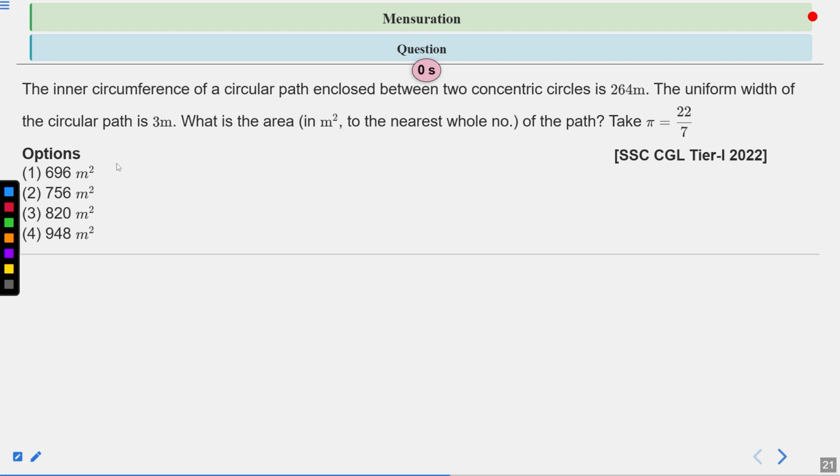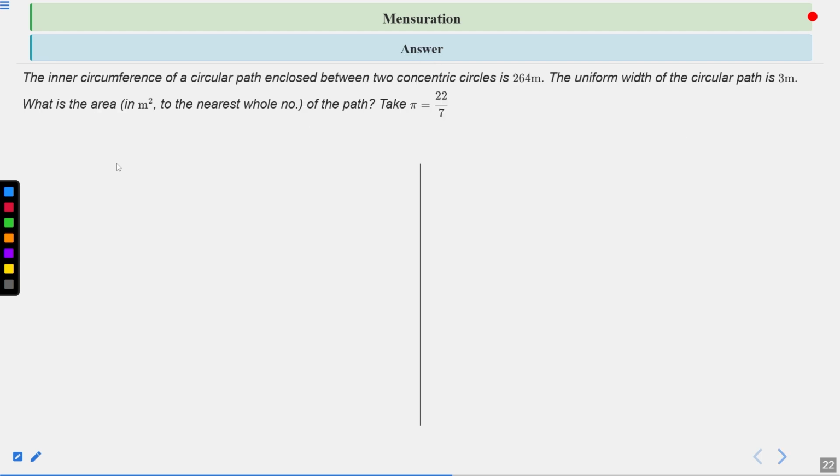Now time's up. Let's see the solution of this question. The question says that the inner circumference of a circular path enclosed by two concentric circles is 264 meter. The uniform width of the circular path is 3 meter. What is the area in square meter, to the nearest whole number, of the path? We can take pi as 22/7. So the correct answer of this question is the third one, which is 820 square meter. Now see the detailed solution.